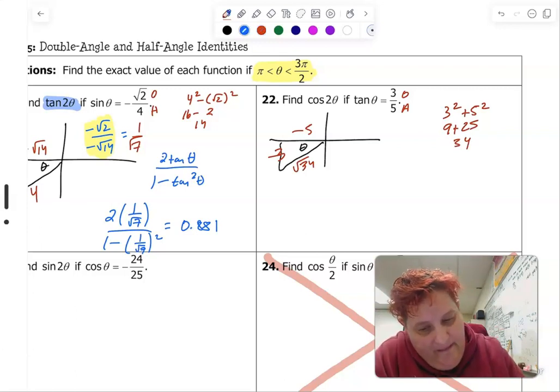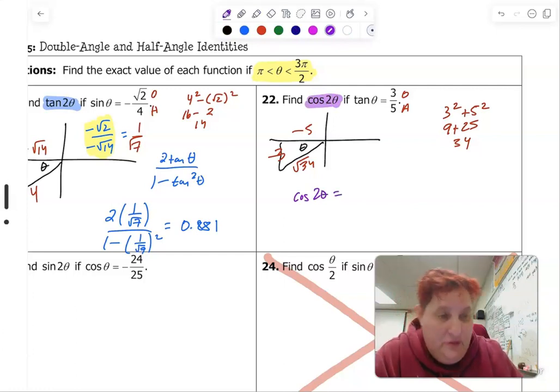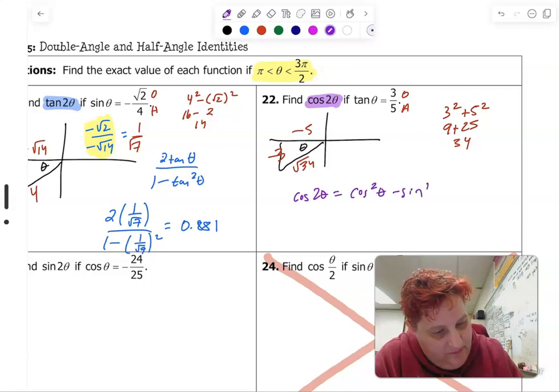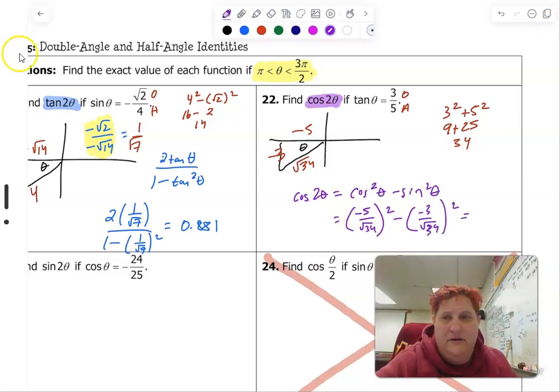Okay. Now, I'm going to go ahead and do cosine 2 theta. Go ahead and look on your sheet. There are 3 different formulas, but unless I need to do something different, I'm going to use the top one: cosine squared minus sine squared. This is negative 5 over root 34 squared, and this is negative 3 over root 34 squared. Now, this one will come out nicely, okay? Because it's squaring the root 34s. It's squaring both of them.